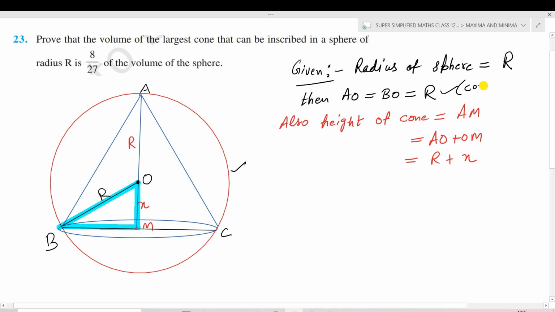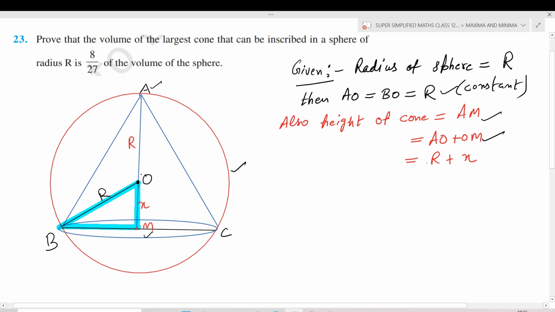Now the height of this cone is AM. Let us assume that this length OM is x, and the length AO will be R because it is the radius. AO is the radius of the sphere. So now we can see that the height of this cone is AM, which is AO plus OM. AO is R and OM is x, as you can see in the figure. So therefore the height of the cone comes out to be R plus x.